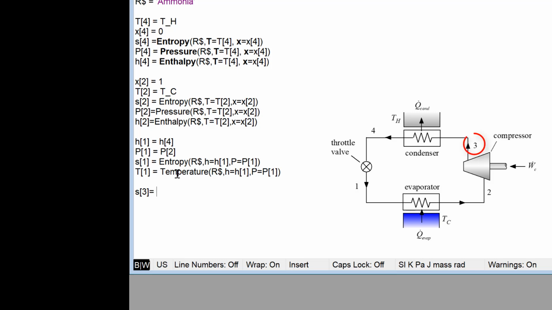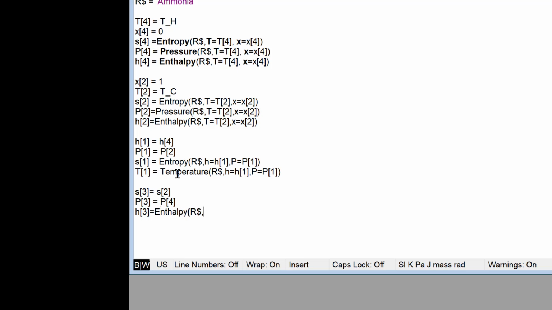The fluid leaving the evaporator is compressed to state 3 in a compressor that we're going to assume to be reversible and adiabatic, and therefore the entropy at state 3 must be equal to the entropy at state 2. And again, we're going to assume there's no pressure loss in the condenser, so the pressure at state 3 and 4 are going to be equal.